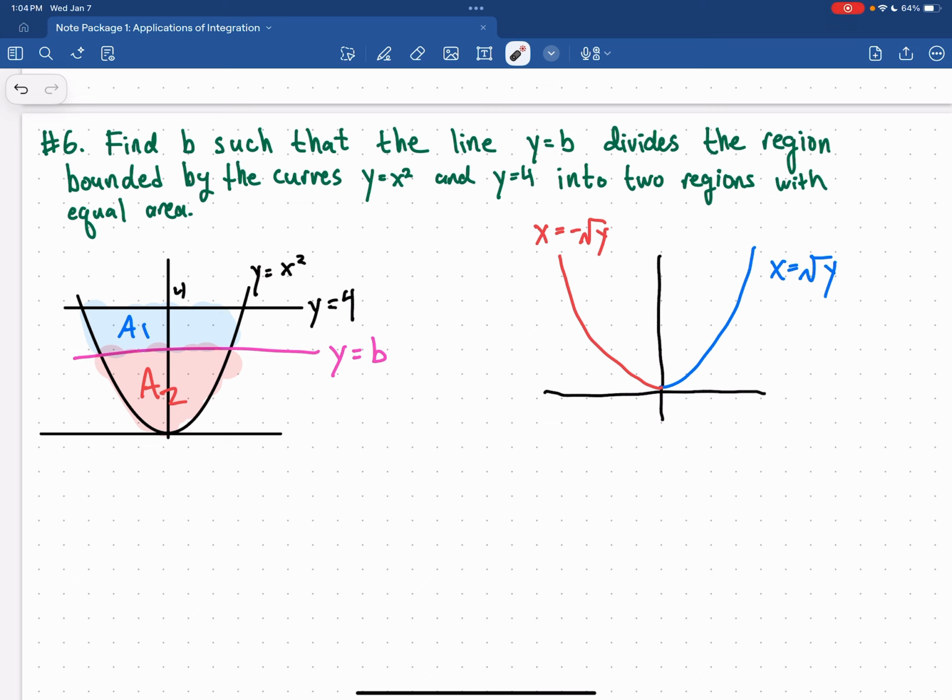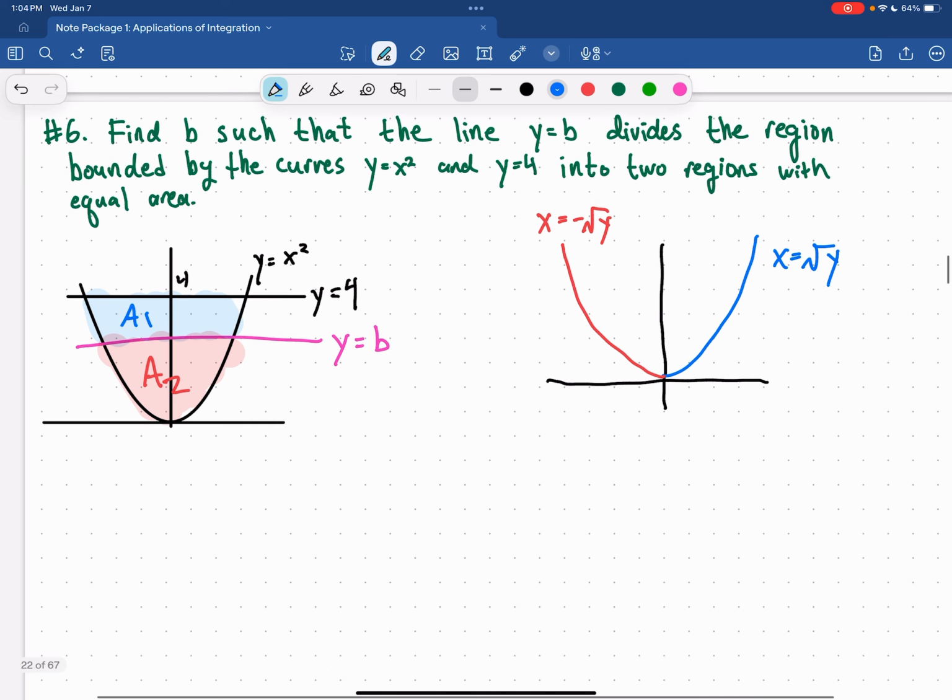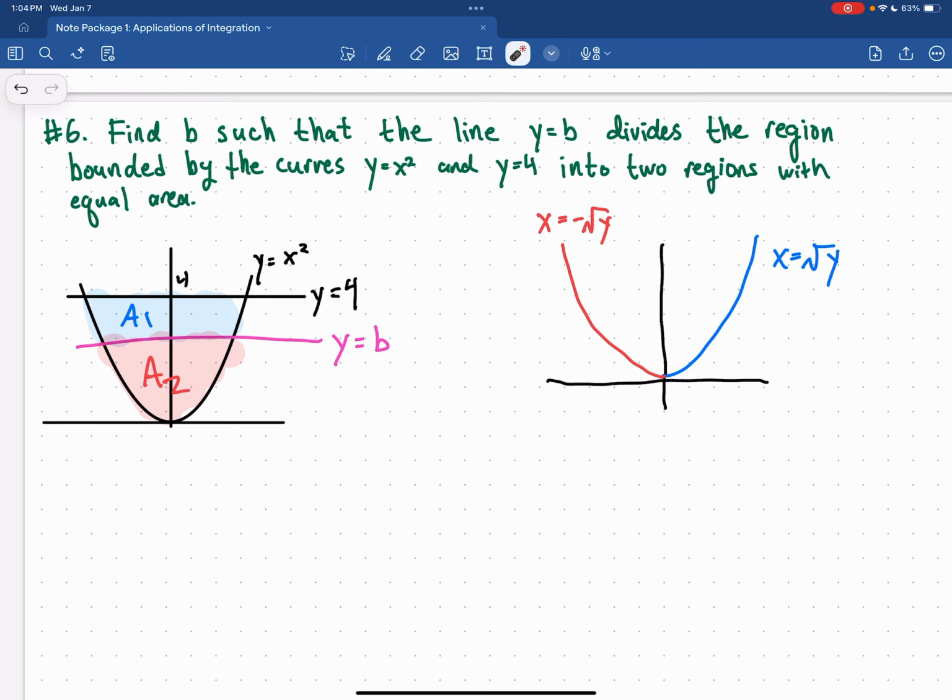And then we know that y is equal to b will be some line between y is equal to 0 and 4 that will split up this region inside the parabola there. And we want to find the value of b so that those two regions, let's say A1 and A2, are equal. Well, what we can do then is treat this as two different areas we're trying to find, keeping this b general, then set them equal to each other and solve. So let's look at A1 first.